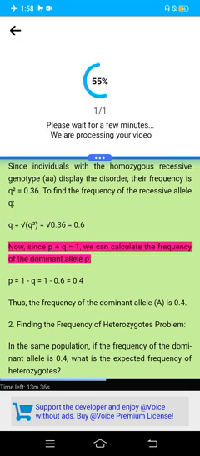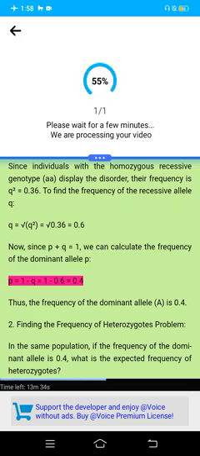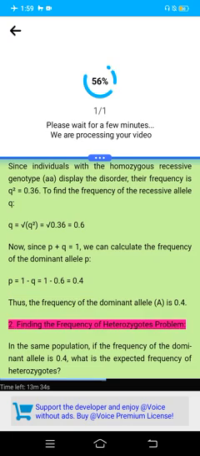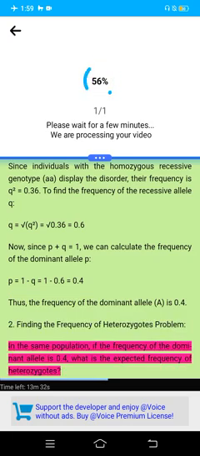Now, since p plus q equals 1, we can calculate the frequency of the dominant allele p. p equals 1 minus q equals 1 minus 0.6 equals 0.4. Thus, the frequency of the dominant allele A is 0.4. 2. Find the frequency of heterozygotes. Problem: In the same population, if the frequency of the dominant allele is 0.4, what is the expected frequency of heterozygotes?